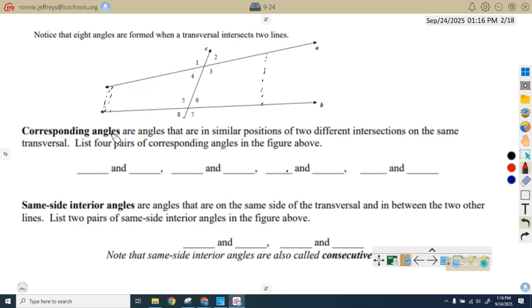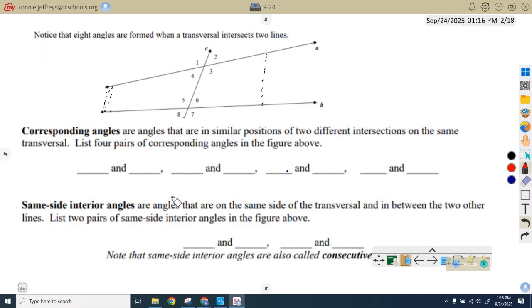Corresponding angles. Corresponding means kind of the same spot, just a different location, like spots on the houses on the street. Like how your seat is a corresponding seat to the one next to you, especially in the 3 columns, because it's the same location, just a different column.